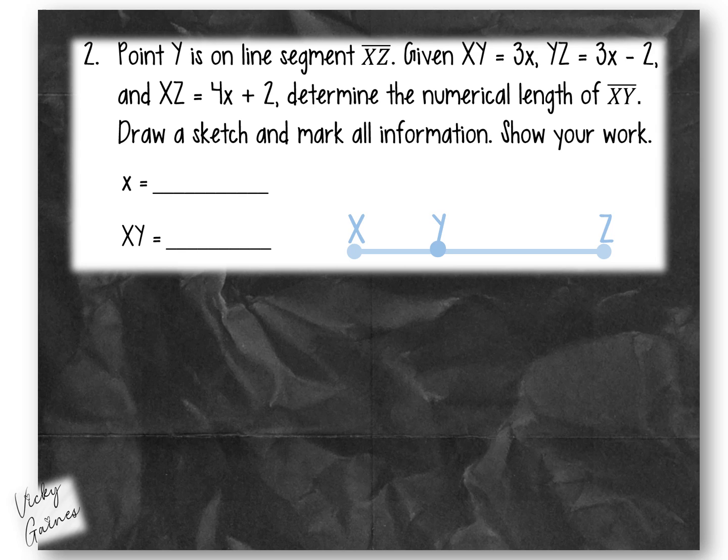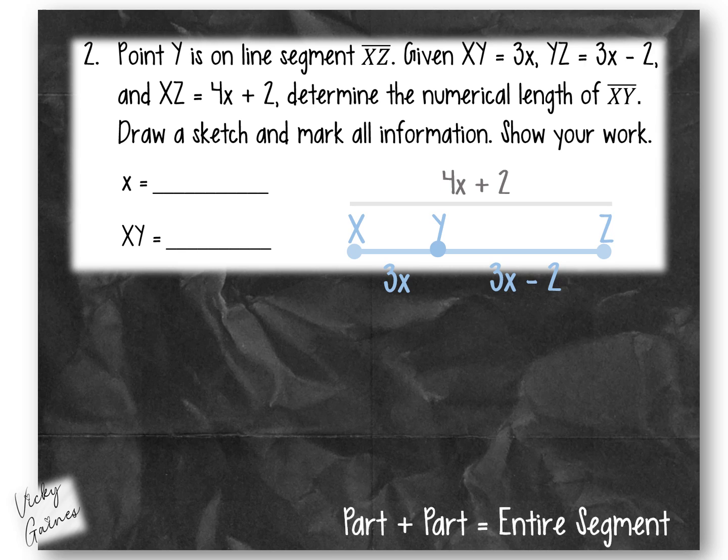Given length of segment XY is 3x, mark it. Length of segment YZ is 3x minus 2, mark it. The entire thing, length of segment XZ is 4x plus 2. So part plus part equals the entire segment. There's a part, here's the entire segment. So write an equation. 3x plus 3x minus 2 equals 4x plus 2.